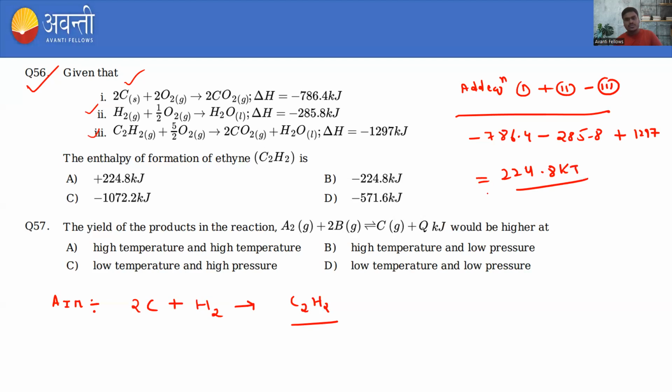224.8 kilojoule. So this is the correct one. The correct answer is A, that is 224.8 kilojoule.